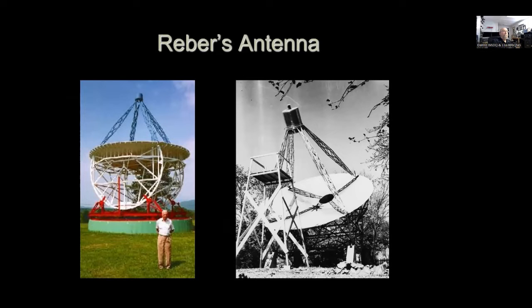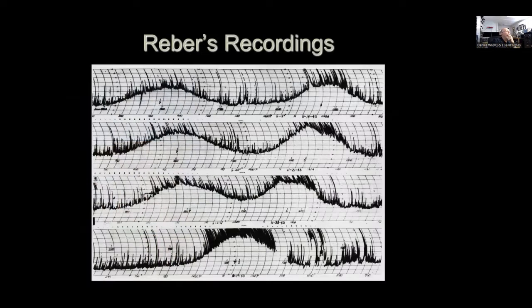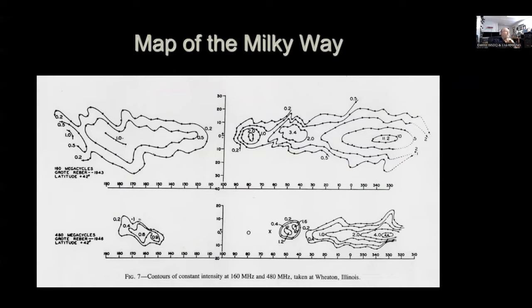But that's his setup. This is what his data looked like. So he's using a strip chart recorder and he's recording signal strength, right? That's what all of this is. And ultimately, he's able to take those readings and create those charts that I showed you earlier. So those are his contour maps of the sky based on those recordings. So this is where it all started.